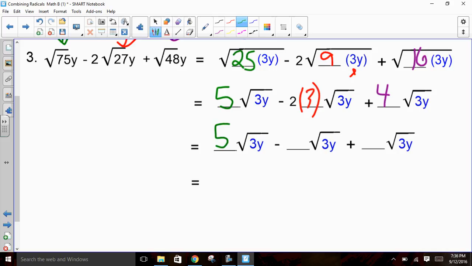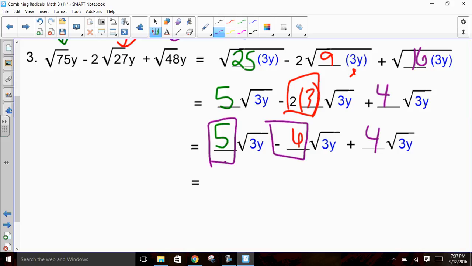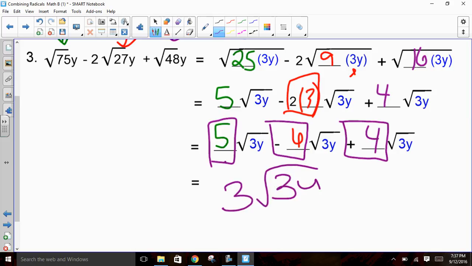Nothing's going on with that 5, so I'm going to leave it alone. I have 2 times 3 here, which gives me 6. Nothing's going on with that 4. So now I'm going to take 5 minus 6, which gives me negative 1, plus 4, which gives me 3. So my answer is 3 square root 3y.